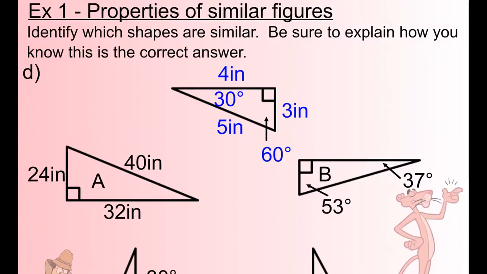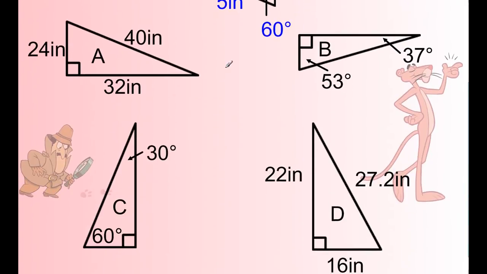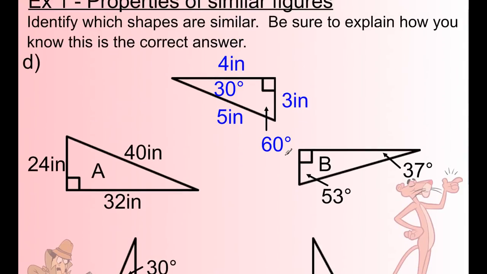All right, so example D here. It says, identify which shapes are similar. Be sure to explain how you know this is the correct answer. So what you have on your papers, you have the figures A, B, C, and D. What you do not have is the stuff up here in blue. So just so we're understanding, this angle in here is the 30 degrees. This angle down here is the 60. The hypotenuse is 5. This short leg is 3 inches, and the long leg is 4 inches.